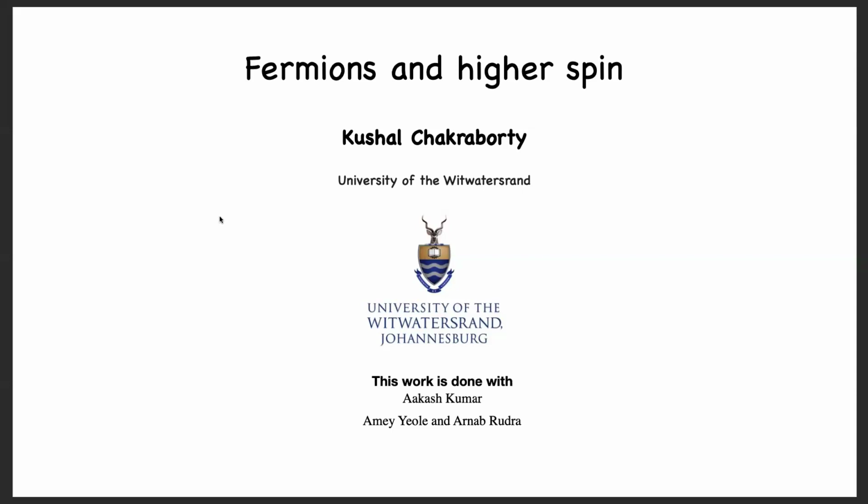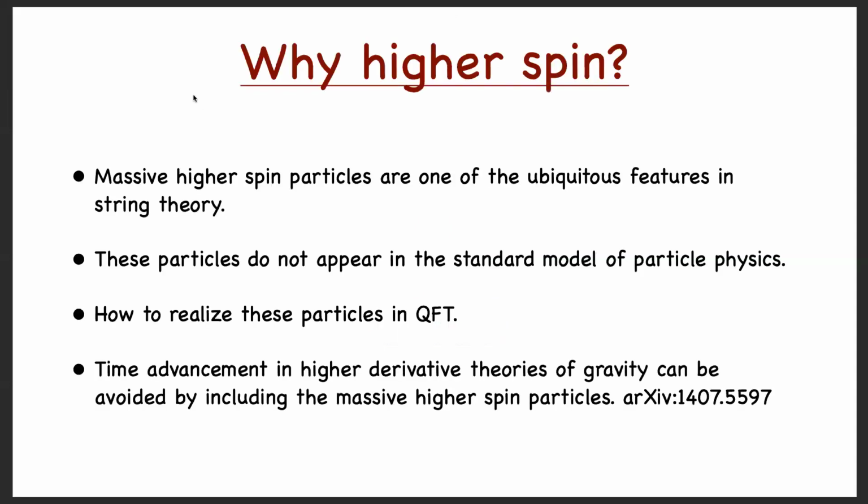So, the background of my talk is fermions and high spin. Again, we all know what a fermion is, but let's understand what high spin is. In the literature, we express particles in terms of their mass and their spin. If any particle has spin greater than 2, we call it high spin. And in string theory, these particles are natural.